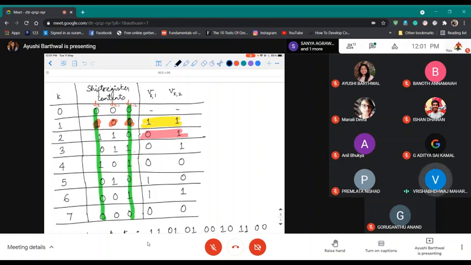Ma'am, for the portion covered by you, are your notes sufficient, or do we need to refer to a text? My notes are sufficient. Plus, I'll be posting a few more numericals for your practice, so that you could have more idea about the topics. So we don't need to refer to any text. I don't think you need to refer to any text. Okay, ma'am. Thank you.